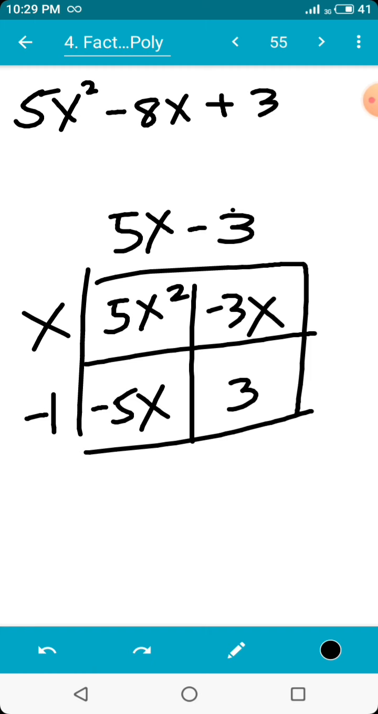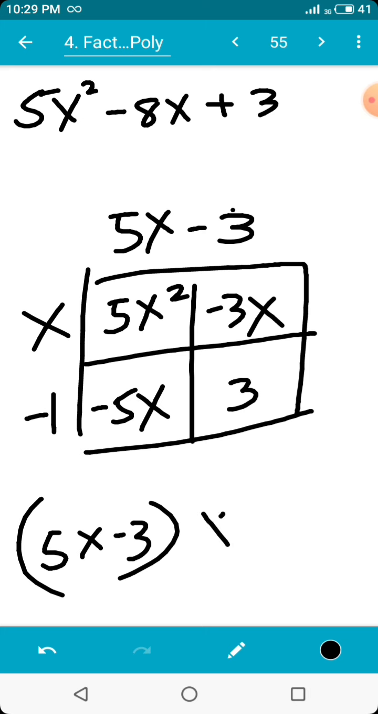Okay? So, ibig sabihin ng ating factors ay 5x minus 3 and x minus 1. Okay? So, ito yung factors ng ating trinomial na 5x squared minus 8x plus 3. Which is same naman yung nakuha nating factors kanina. Tama ba? So, same lang guys yung magiging results. It's either gamitin nyo yung isa or itong box method. It's up to you.